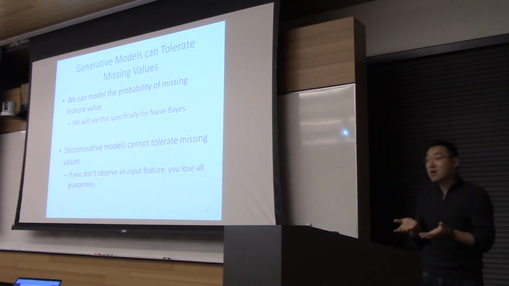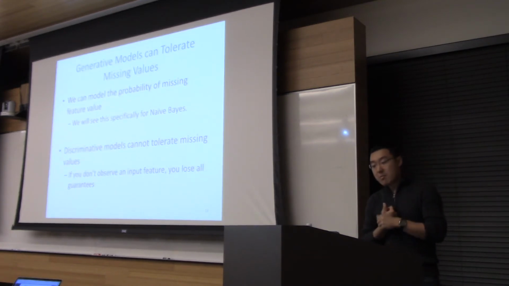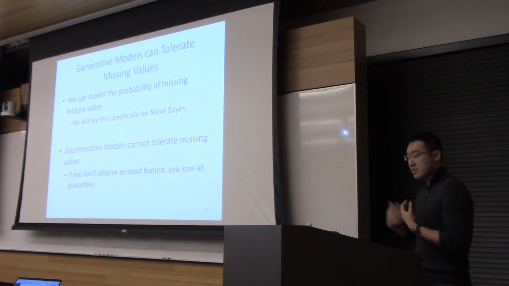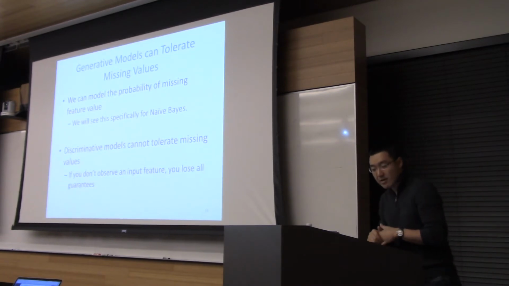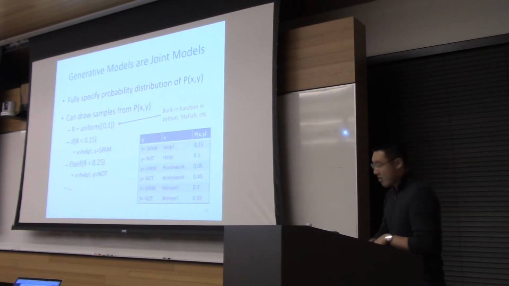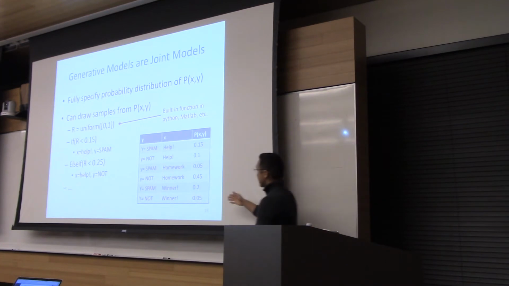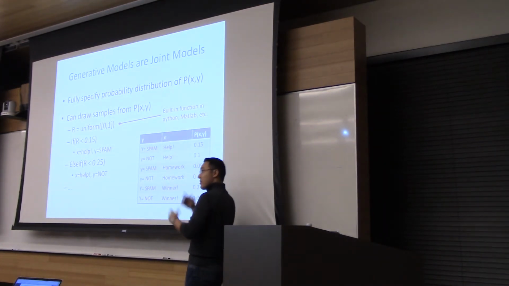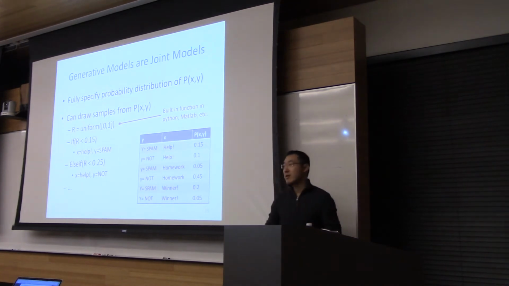Generative models can tolerate missing values. We can model the probability of a missing feature value, and we'll see this specifically for naive Bayes. Discriminative models cannot tolerate missing values. It doesn't quite make sense if we have one feature, but if we have multiple features and one of the features is missing, we can use the laws of probability to marginalize out that missing value.